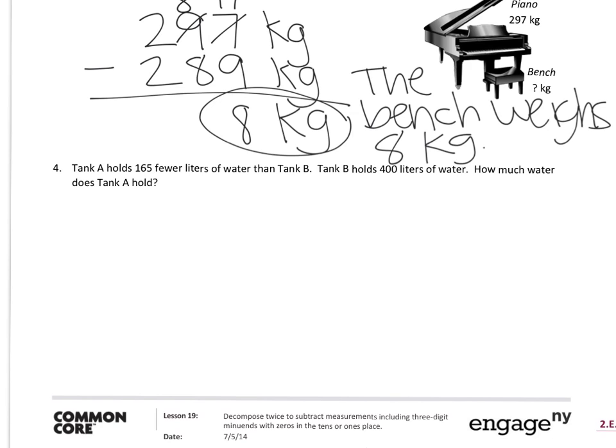Tank A holds 165 fewer liters of water than Tank B. Tank B holds 400 liters of water. How much does Tank A hold? Well, if something holds fewer, then I know that it holds less, and those are subtraction words. So what number am I going to write first or on top? Right, I'm going to write 400 first. What's my label? L for liters. Line up my place values.